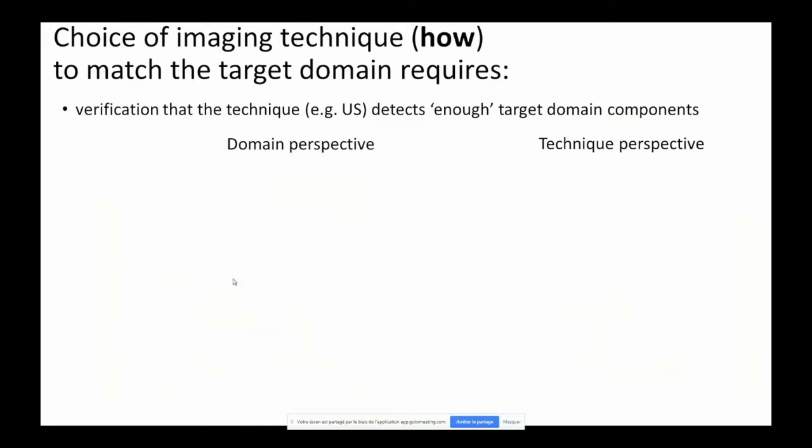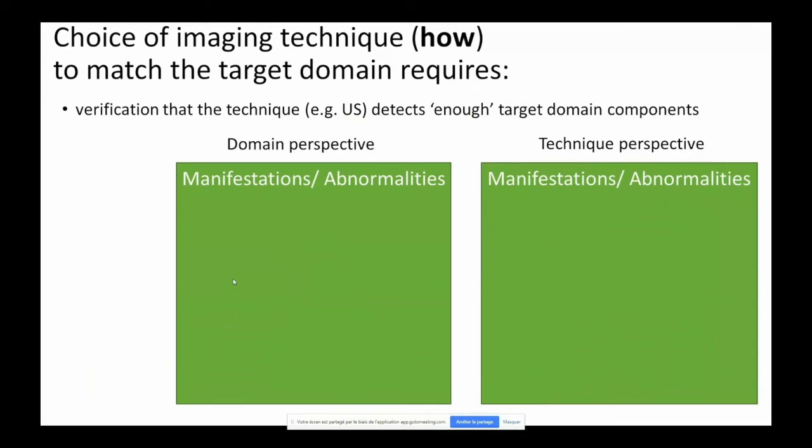So the choice of the imaging technique, the how, is to choose the best instruments matching the target domain. This requires verification that the technique that we want to use, for example, ultrasound, detects enough target domain components. And if we look at the domain perspective, what we have just defined, the domain and technique perspectives are the same for the core areas.